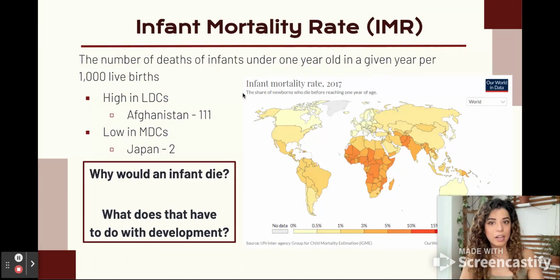Infant mortality rate, another familiar one. So the number of deaths of infants, so babies that are 1 year old or younger, in a given year for 1,000 that were born that year. This is high in less developed countries and low in more developed countries. So why would an infant die, and what does that have to do with development? Again, coming back to some of the social services like healthcare available.